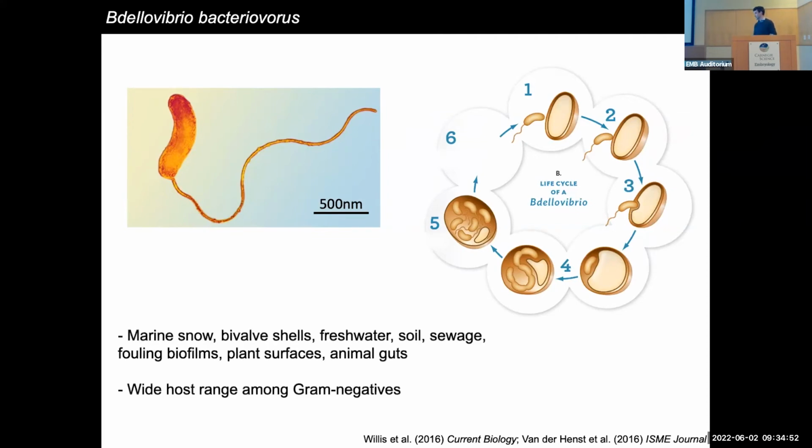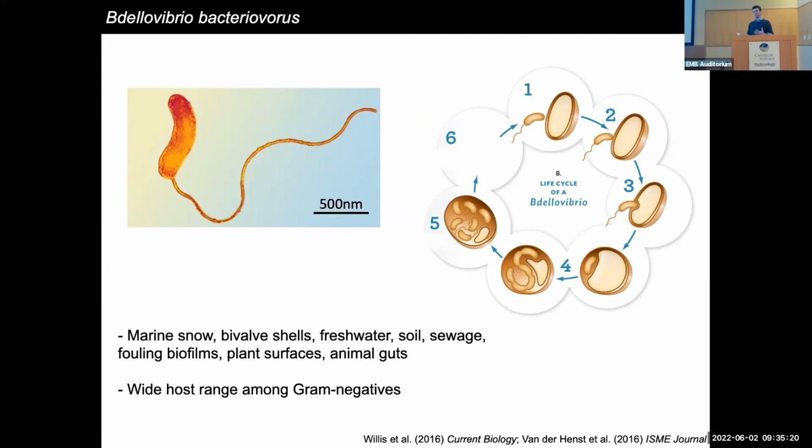So these guys are very common in the wild. They've been found associated with marine snow, which is another word for those chitin alginate particles that cholera colonizes. When there's a lot of it, it looks kind of like snow falling in the ocean. It's just bacteria, though. It's not actually snow. They're found on bivalve shells, in freshwater, in soil, and sewage, in fouling biofilms.